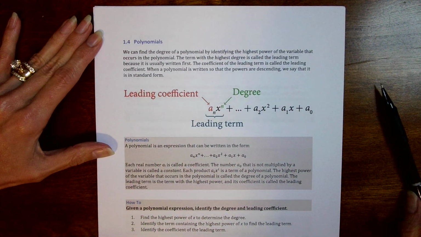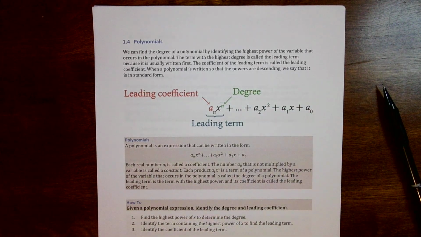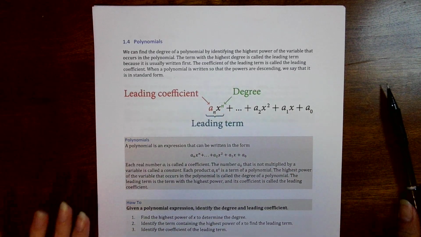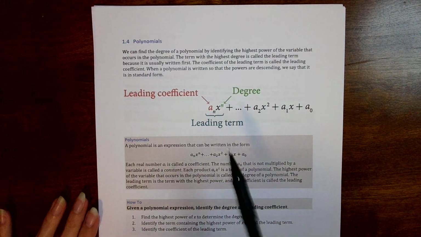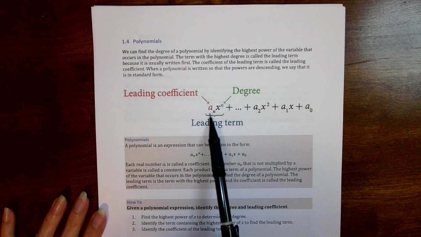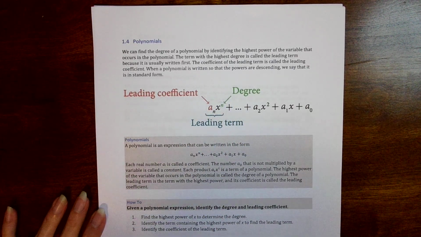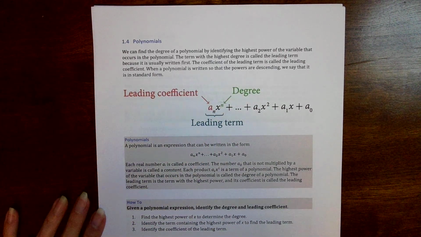So let's talk a little bit about polynomials. Polynomials are a mixture of numbers and variables to different degrees. And when you put that polynomial in order, the highest power is called the degree of the polynomial. The numbers and the variables that go with the highest power is called the leading term, and then the number in front is called the leading coefficient.